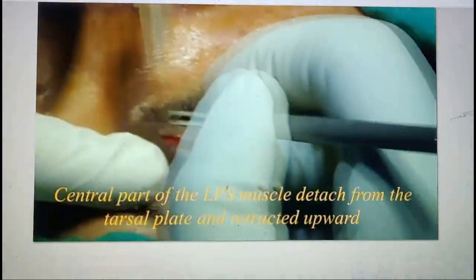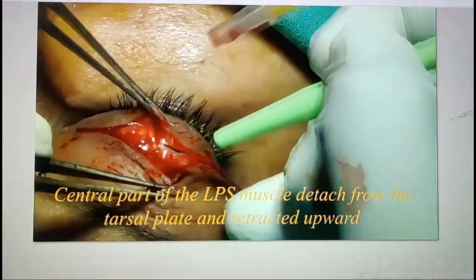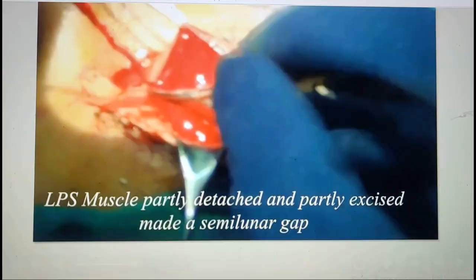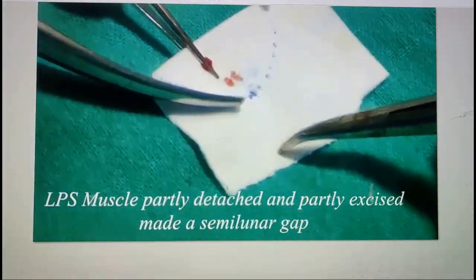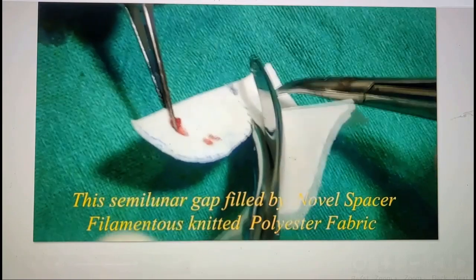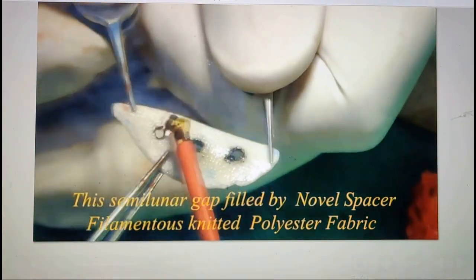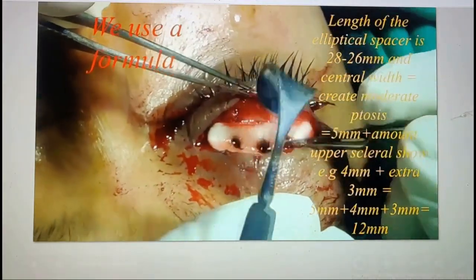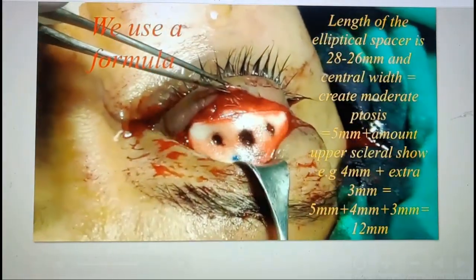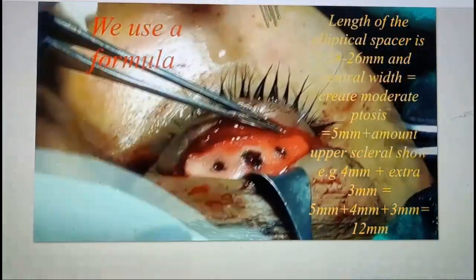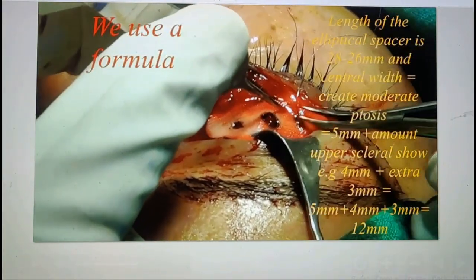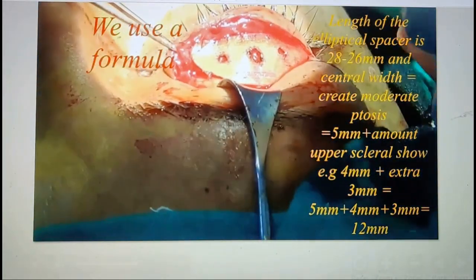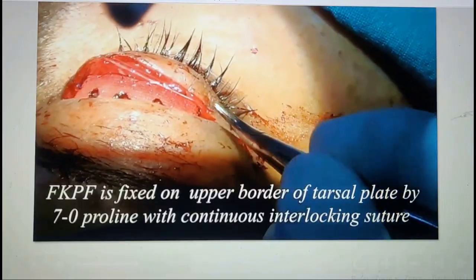New hope, new innovation. A lid crease incision is made. The tarsal plate and orbital septum are exposed. The central part of the LPS muscle is detached from the superior border of the tarsal plate and retracted upwards to create a semilunar space. A novel filamentous knitted polyester fabric is inserted into the created space as a spacer material.